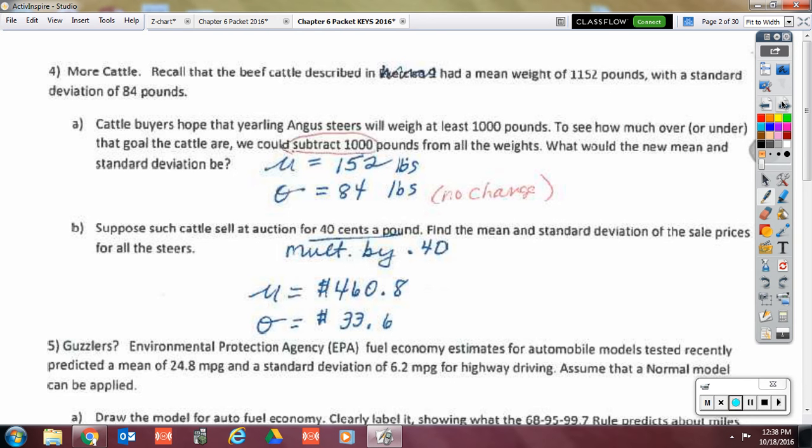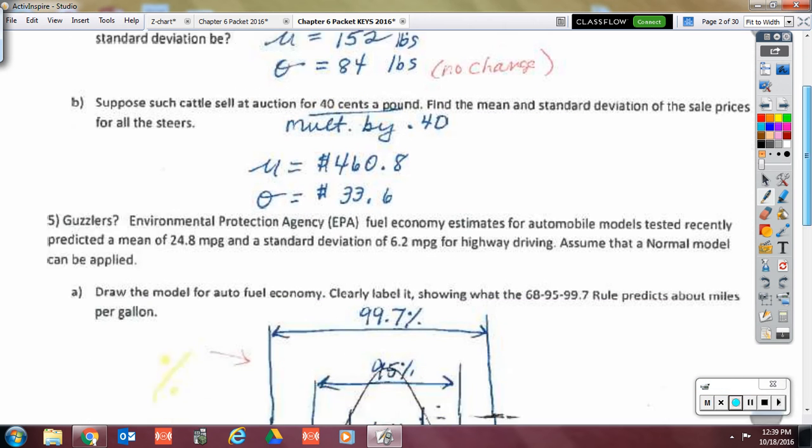And so, all right, again on part A, a shift only changes the center. The spread, the standard deviation, stayed the same. But part B, it is multiplication. It's a transformation, changing pounds into money, and that multiplication affects both center and spread.